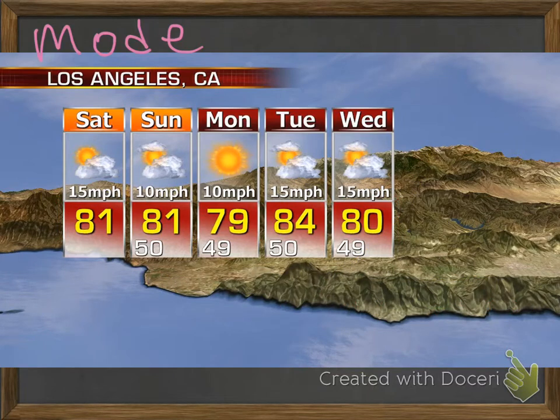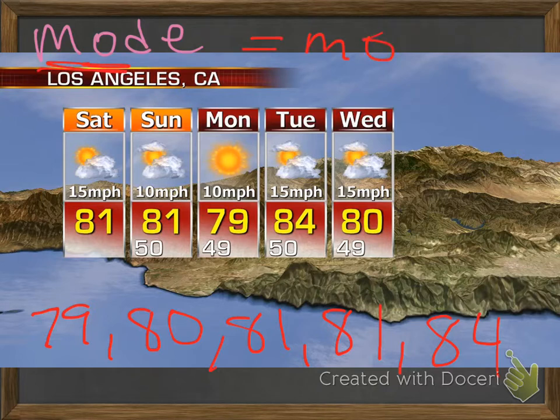Next is mode. So again, by now we should have already had our numbers in order, so let's go ahead and do that again. We have 79, 80, 80, 81, 81, and of course 84. And again, the mode is which number occurs the most. Remember, mode equals most often. And here we can easily see the one that happens the most is 81, because there's two 81s, and everything else is just one of them. So 79, 80, 84, but there are two 81s. That is our mode.